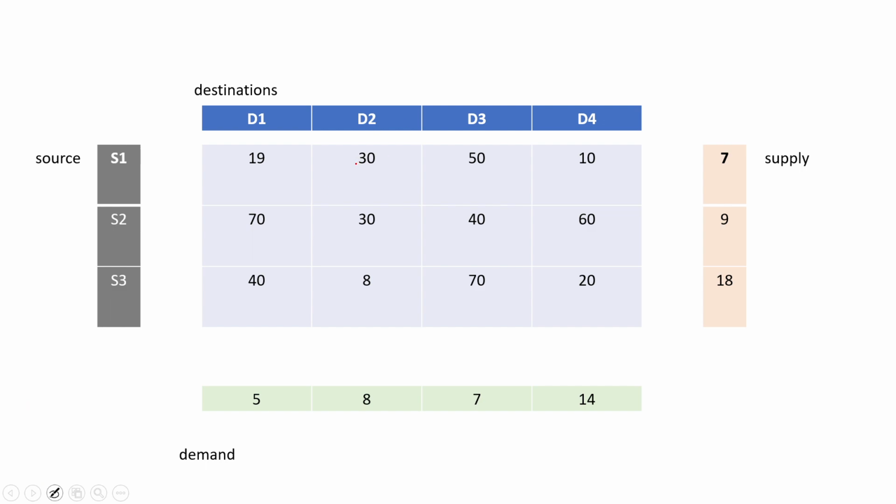So first of all, find the minimum element from the first row. So here it is 10. For 10 the supply is 7 and the demand is 14. So we can allocate it as 7. Then supply becomes 0 and demand remains 7. Now the supply has become 0, so we draw a strike through that row.